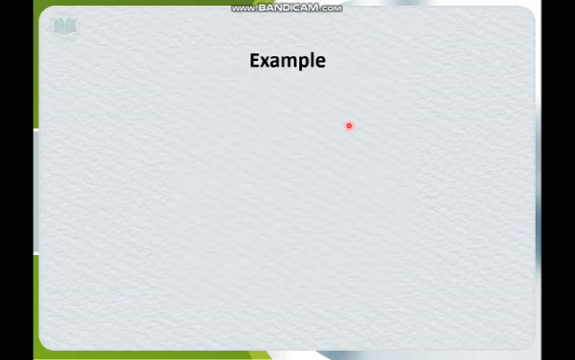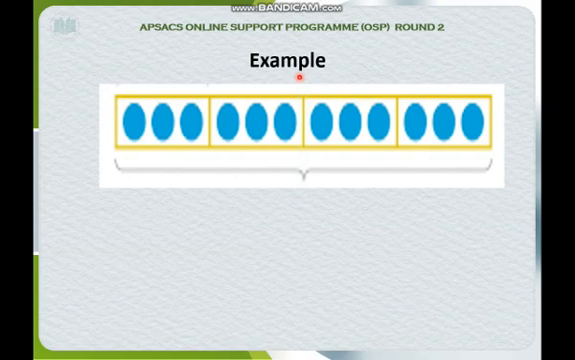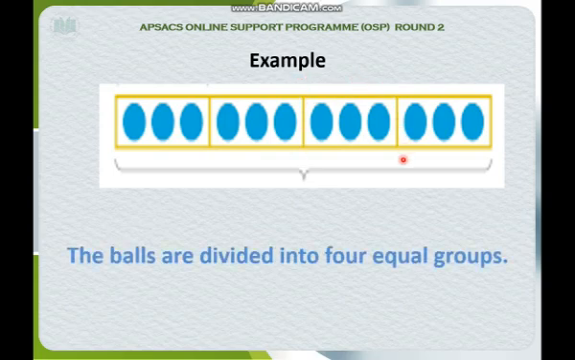So students, in this example, there are 12 total balls and these balls are divided into 4 equal groups. So how many balls in each group? Yes, there are 3 balls in each group.